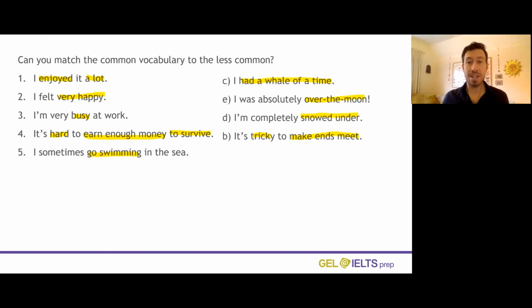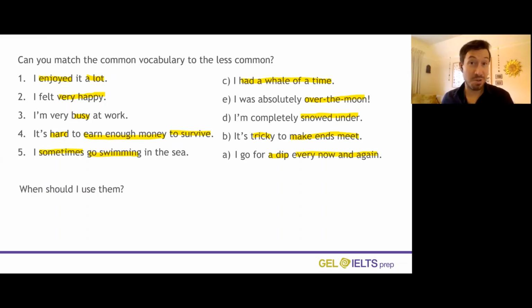I sometimes go swimming in the sea. I go for a dip, okay? Go for a dip means a swim in the sea. And sometimes we've used the phrase every now and again. So there's always vocabulary that you could use which is a higher level than these simple ones on the left side. So when should you use them?